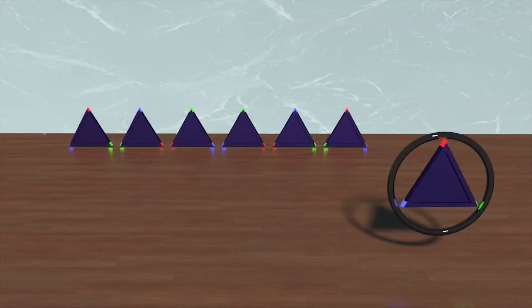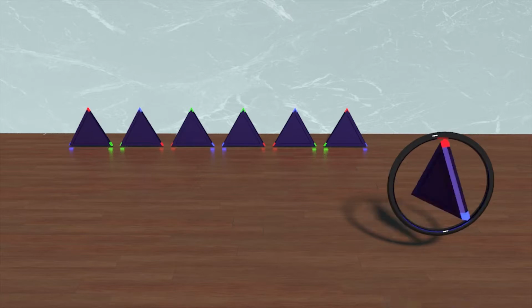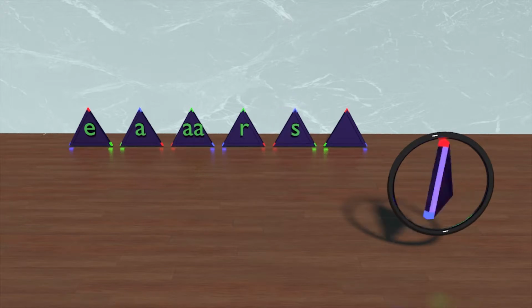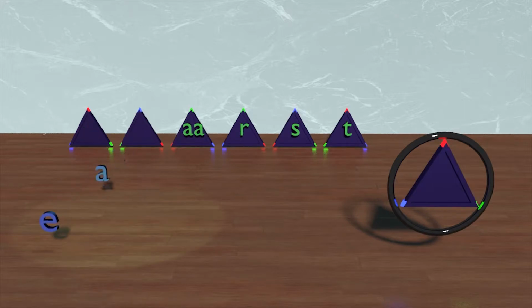Recall this group as the symmetries of motion of an equilateral triangle, the rotations and reflections. We have the identity element, a single rotation A, a double rotation AA, and then the reflection about each of the 3 axes, the element R, the element S, and finally the element T. Putting all of these together, there are 6 elements of motion of symmetries in the equilateral triangle group.